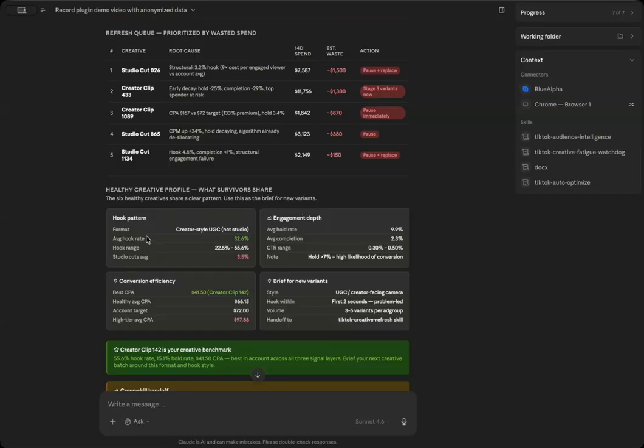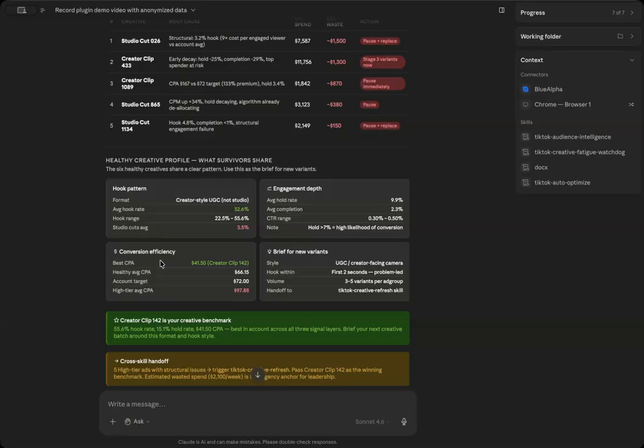So that's very interesting, not just showing you this is working, this is not working, but now actually starting to analyze why. And if we look at this, they all have creative style UGC, right? As well, they have a good conversion efficiency, so around 41.50, as well as a good hold rate of 9.9%. And again, going a bit more into UGC creative facing camera, first to second, problem led, and then 3-5 variants per ad group.